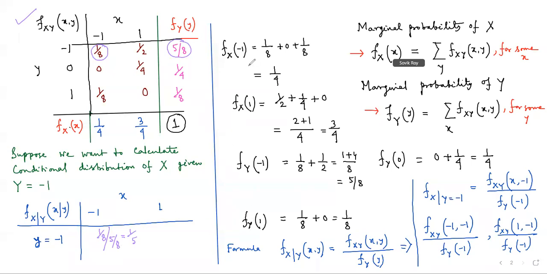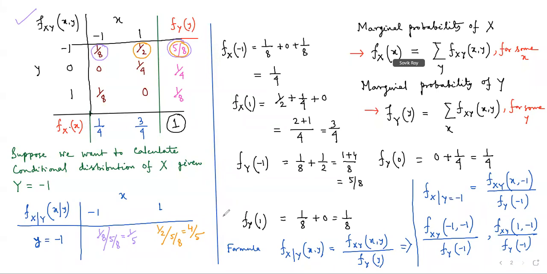The second value is f of XY at the point 1 and -1. So the value is half. And f of Y at -1 is again 5 by 8. So we will write here half by 5 by 8, which is 4 by 5. And you see, if I add these two conditional probabilities, they satisfy the total probability law. 1 by 5 plus 4 by 5 is equal to 1.